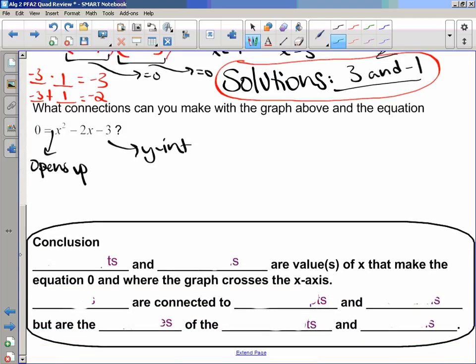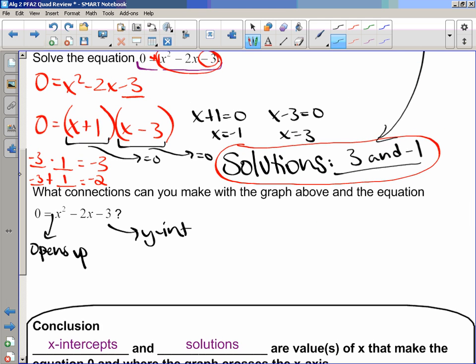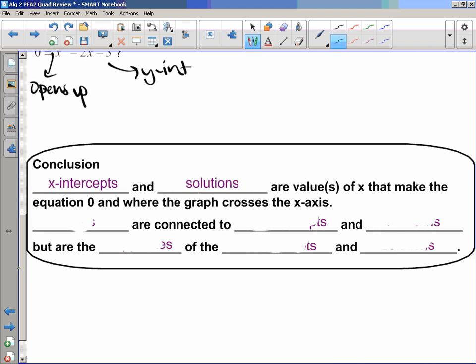So let's fill this in. X-intercepts and solutions are values of x that make the equation 0. Because remember, solutions, if I plug in 3 and negative 1, both of those in for x, that should make the equation equal 0. That's what a solution means. So it makes the equation 0 and where the graph crosses the x-axis. That's what an x-intercept means.